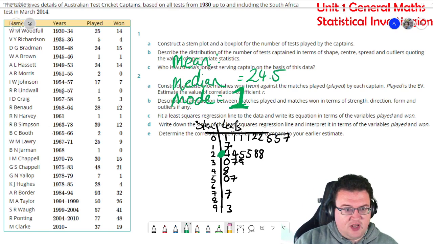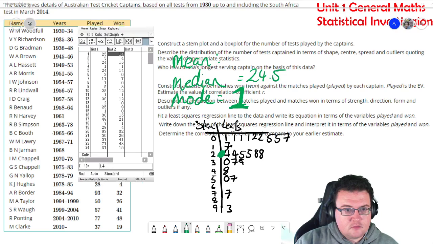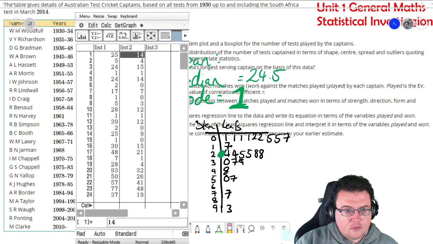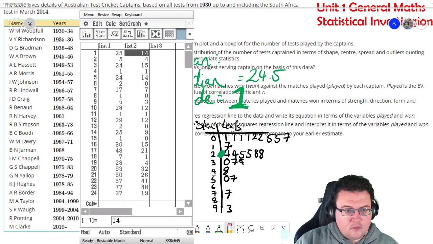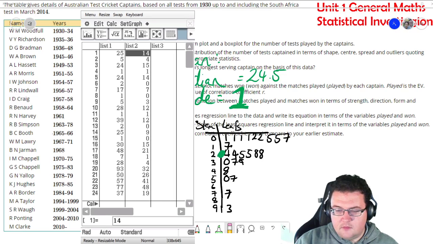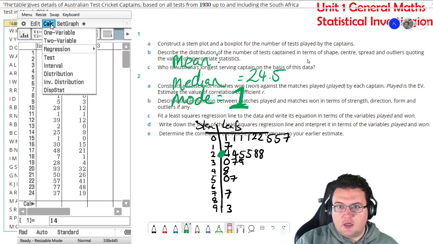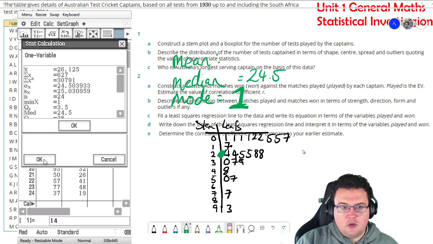All right, so what I'm going to do is replace my data table over here with my CAS calculator screen. Now that I've got my CAS calculator screen up here, we need to go to calc, one variable, and it tells us here the average is 26.125.